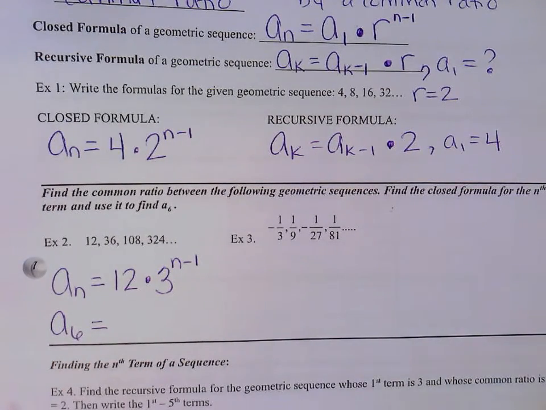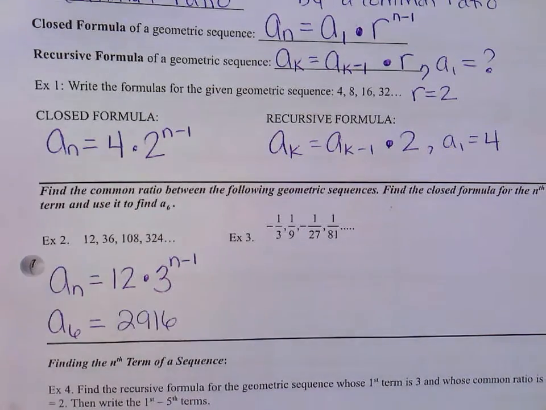So I don't know what this is without a calculator. 12 times, this time it would be 3 to the 5th. So type that in and tell me what you get. 12 times 3 to the 5th. Anyone not have a calculator at their desk? I keep stealing them.